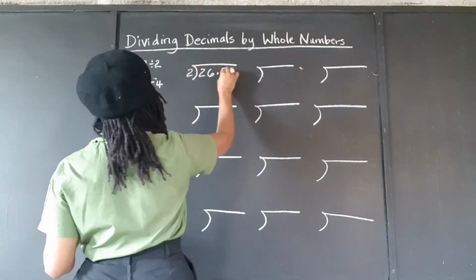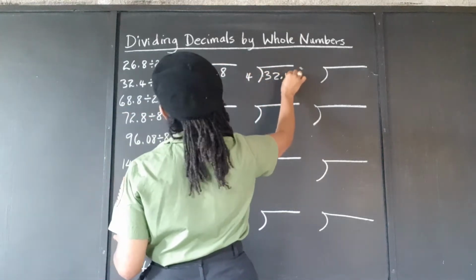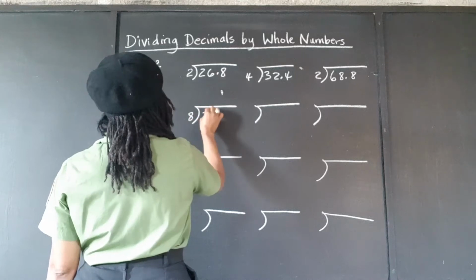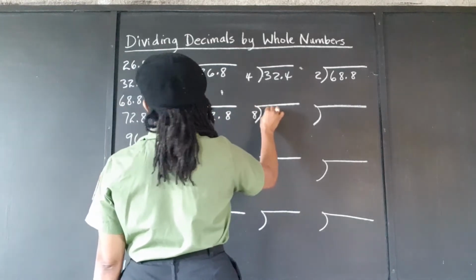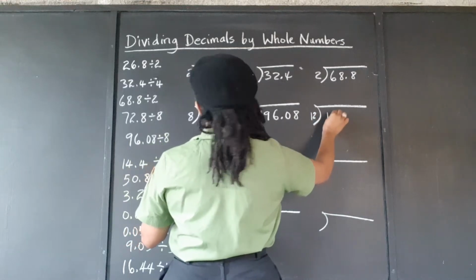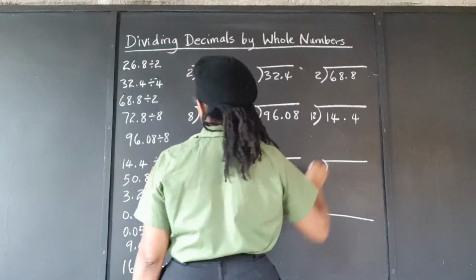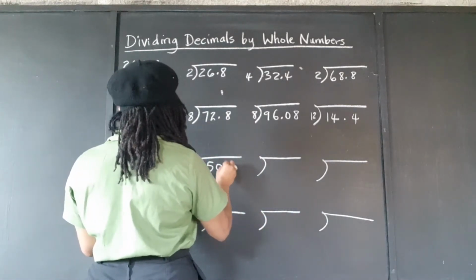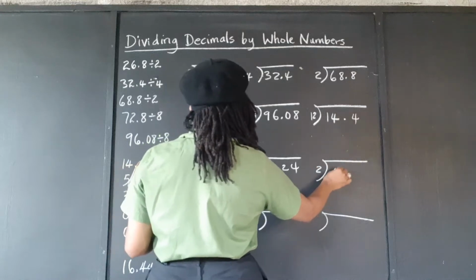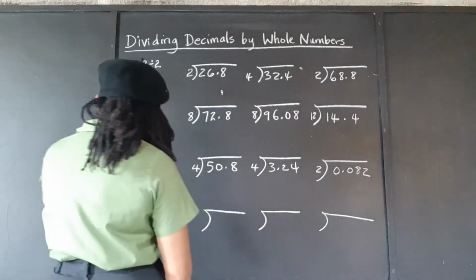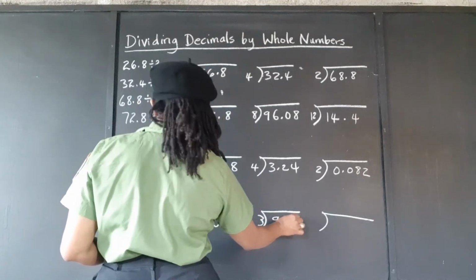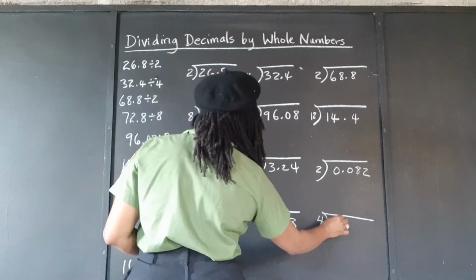So we have 26.8, 32.4, 68.8, 72.8, 96.08, 14.4, 50.8, 3.24, 0.082, 0.055, 9.03, and 16.44.